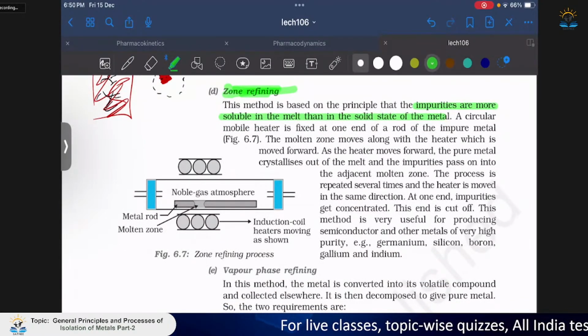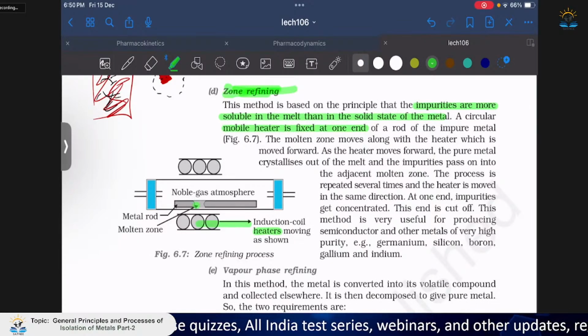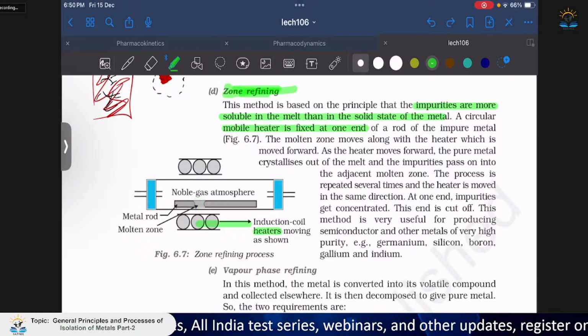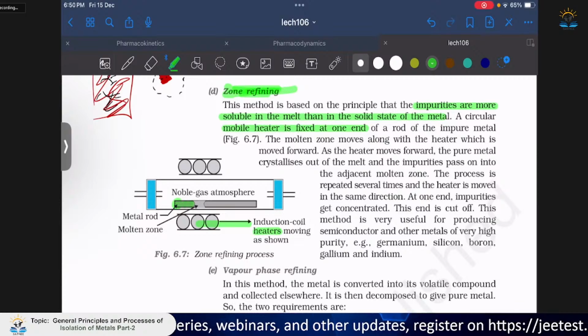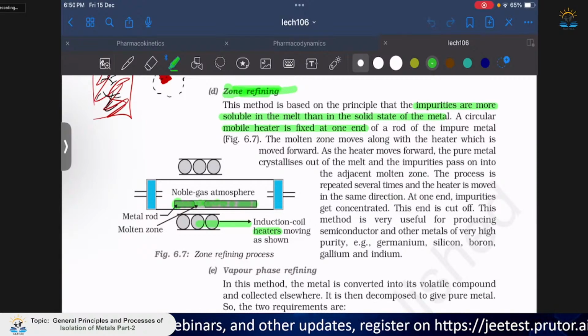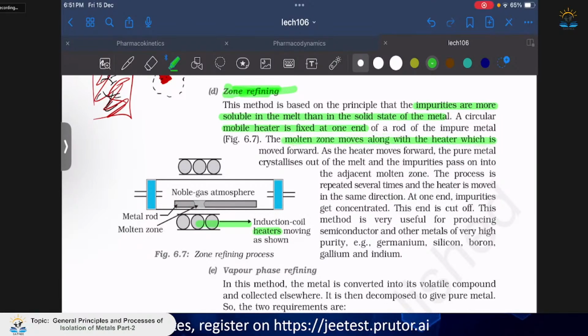So a mobile heater is fixed at one end of the rod of the impure metal. It is moved, and this is the heater. Wherever it moves, the part of metal near the heater starts melting, and because it has started from here, this melted part keeps on moving with the heater also. As the molten zone moves along, pure metal crystallizes out of the melt and impurities pass into the adjacent molten zone. That is what happens.